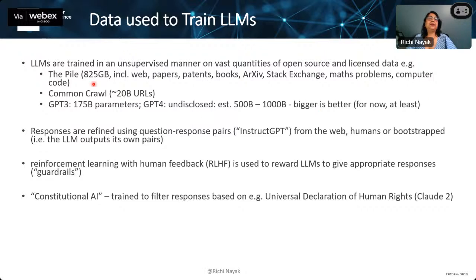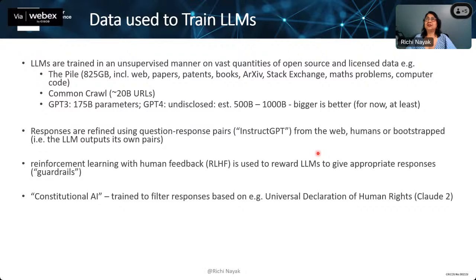For example, they are using this data set called Pile, that is 825 gigabytes, Common Crawl, 220 billion URLs, and then GPT-3 has got 175 billion. GPT-4, we don't really know, but the estimate is between 500 billion. So bigger is better, at least for now.